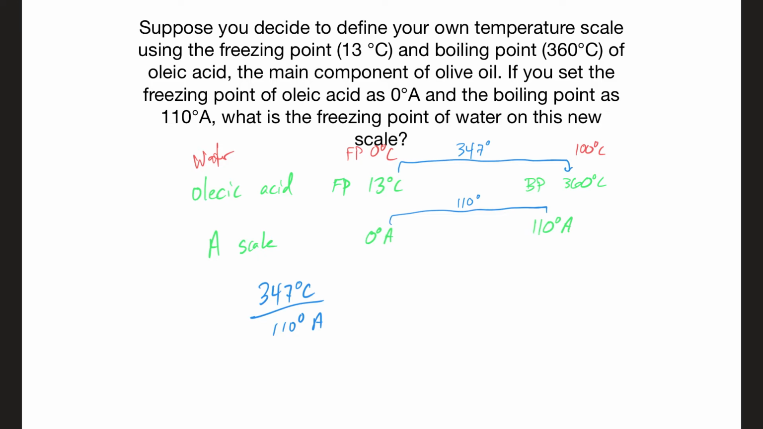Well, the difference here in the Celsius scale is 13 degrees. So if we have 13 degrees Celsius, what is that difference on the oleic scale? Well, I know that there's 110 degrees A for every 347 degrees C. That gives a temperature of about 4.1 degrees A. Now, since I know that the freezing point of water is going to be less than the freezing point of oleic acid on this new scale, then the freezing point of water has got to be equal to negative 4.1 degrees A, right? It's gone down by that much.